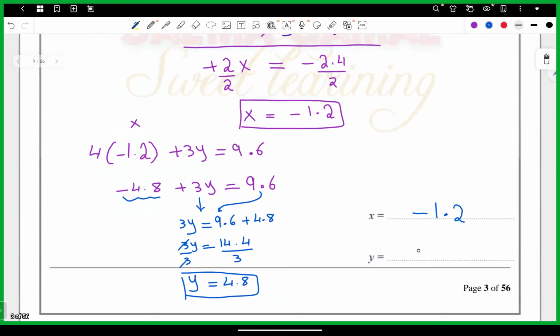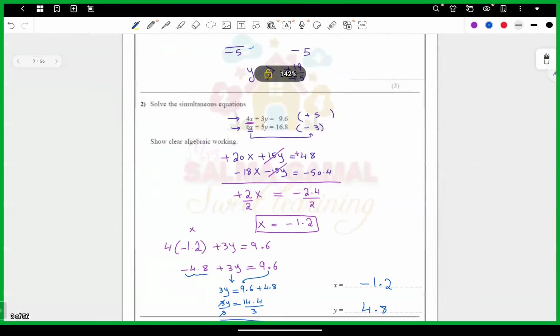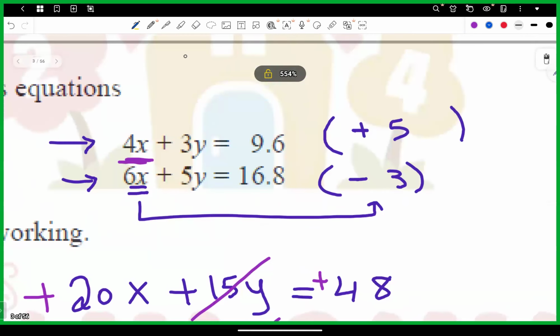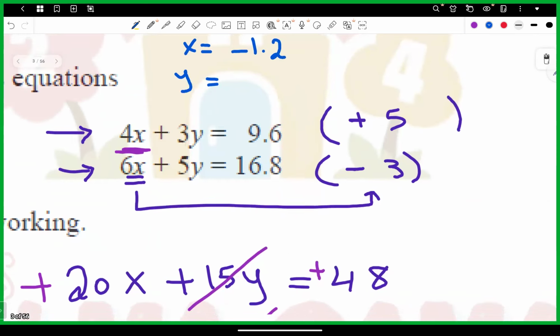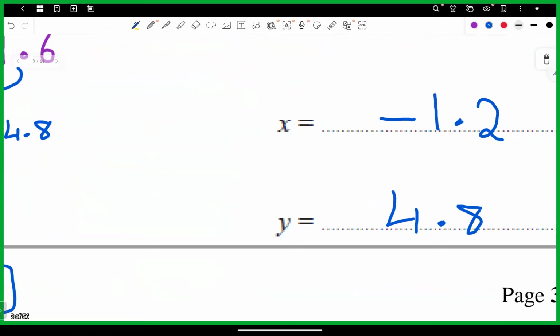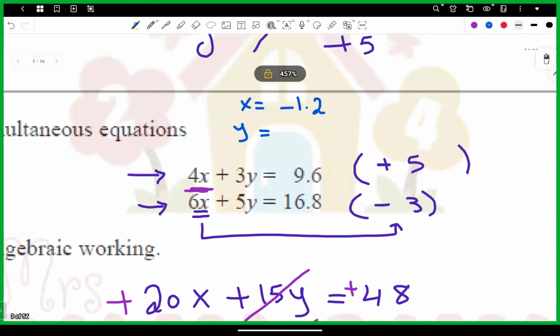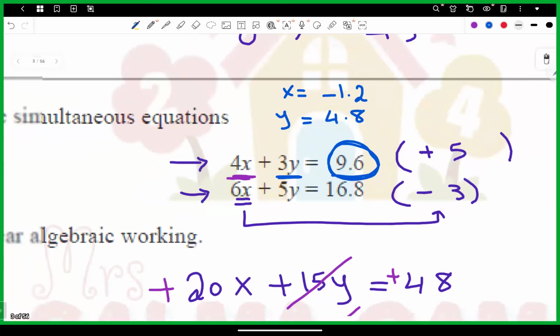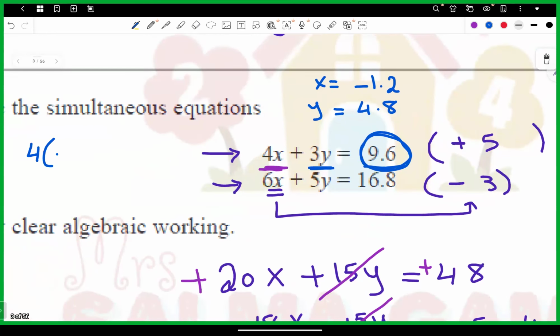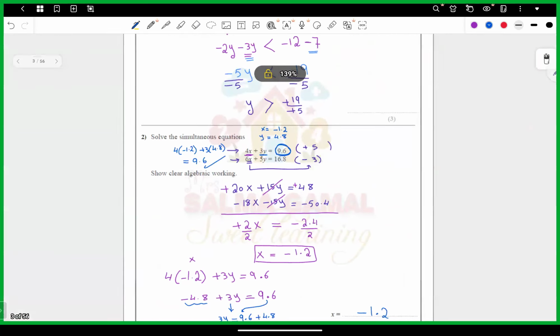If you want to check your answer, is it correct? We get x equals minus 1.2 and y equals 4.8. Substitute x and y with the values that you got. If your answer is 9.6, then your answer is correct. Use your calculator and write 4 multiplied by minus 1.2 plus 3 multiplied by 4.8. Your answer will be 9.6, so you got it right. Your answer is correct.